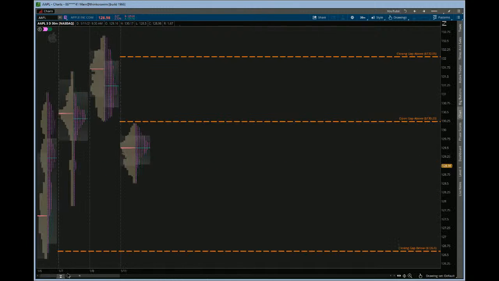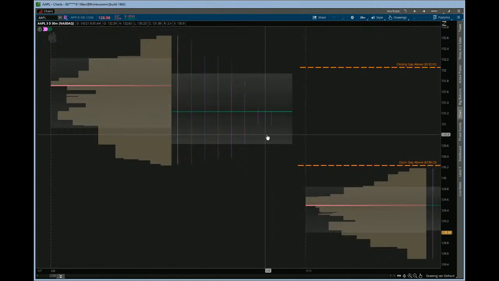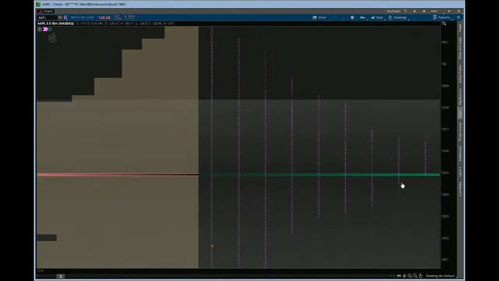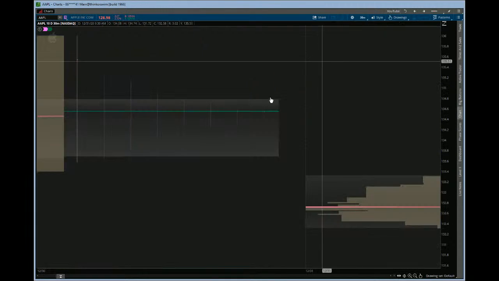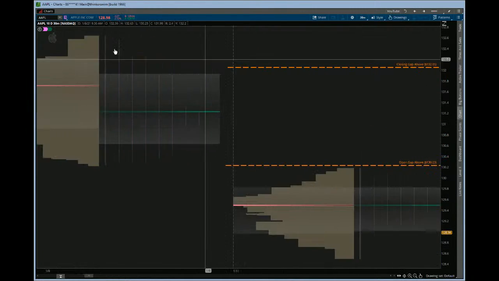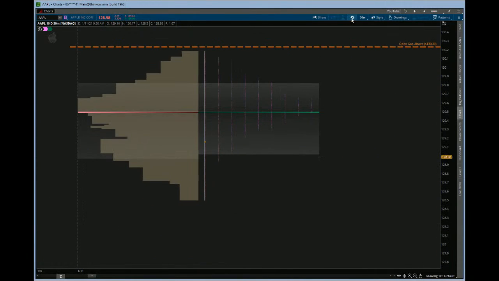Sorry, it doesn't like to center it here. It just scrunches it all back together. And this is Apple. We need the 10-day, 30-minute chart here. It's making it really easy, right?